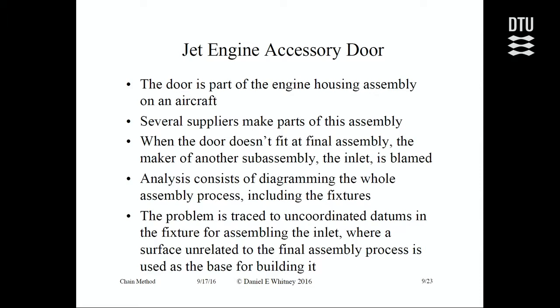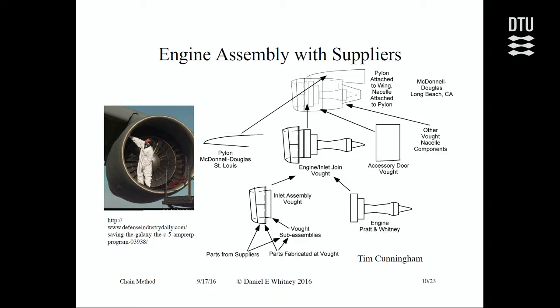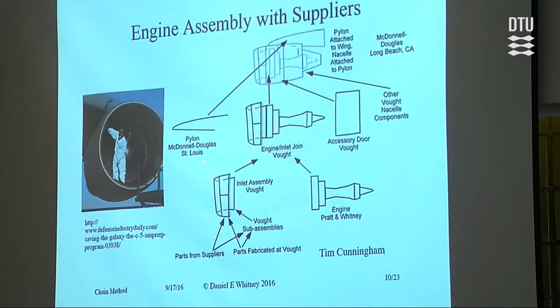And a non-locator surface was used as a locator. And this was the root cause. This thing is big, as you can see. Here's the diagram. Tim drew this diagram. He was stationed at Vought Aircraft, and they make this inlet. Pratt & Whitney makes the engine. McDonnell Douglas in St. Louis makes the pylon. The accessory door is made by another branch of Vought. Final assembly is done at another branch of McDonnell Douglas.